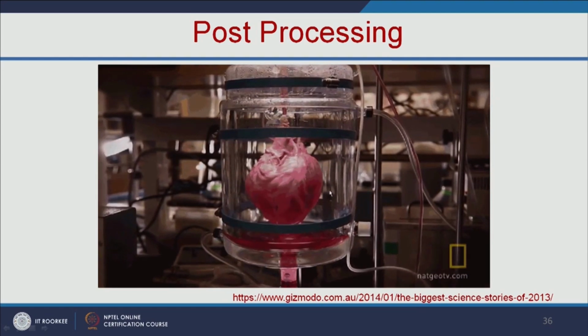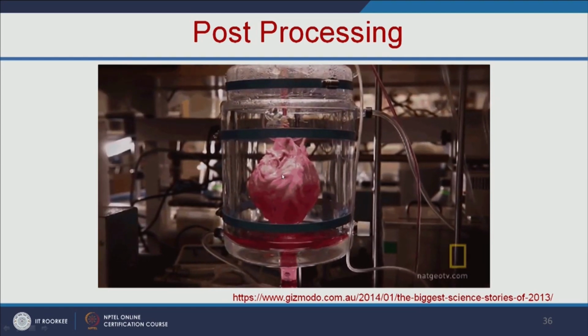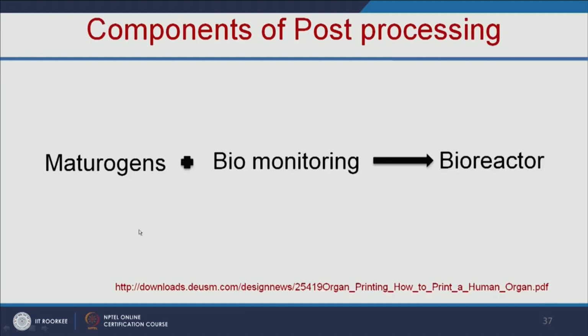Here this artificially printed heart is growing in a bioreactor. These are the components of post processing. The first one is mechanogens, the next one is biomonitoring. In the bioreactor we are going to keep the artificially printed organs. As I told you earlier, mechanogens means chemical signals or mechanical signals, which will provide the real environment to these artificial organs. In biomonitoring we will be monitoring the metabolism of the artificially printed organs, whether it is performing like your original organ.